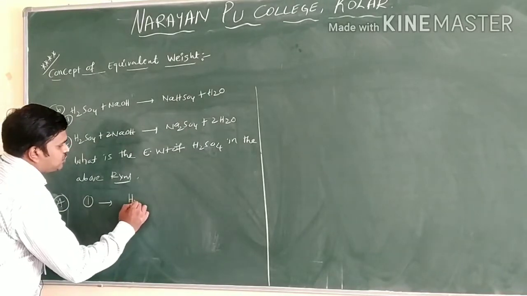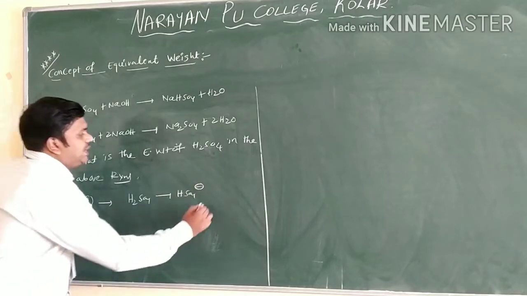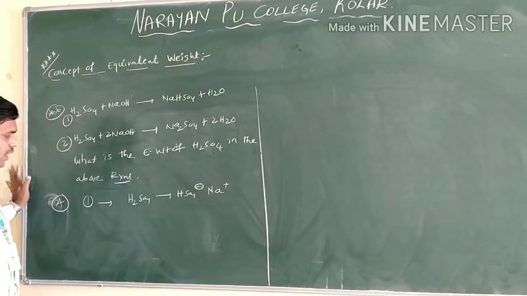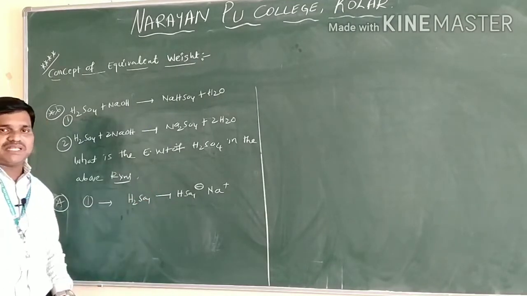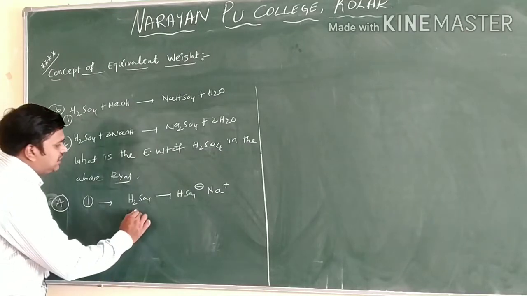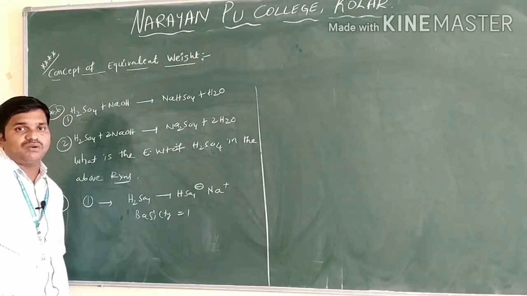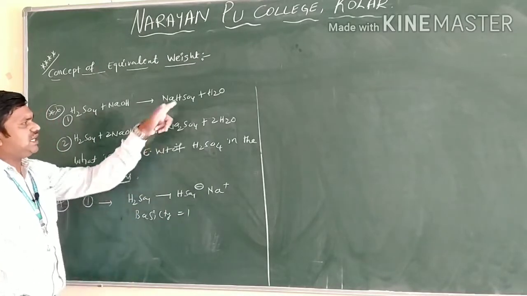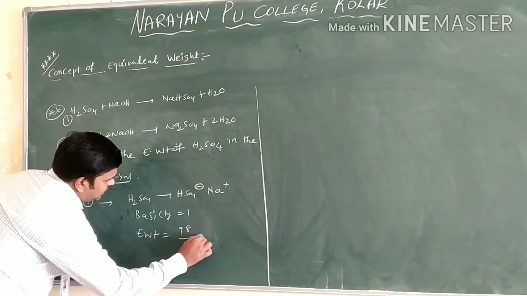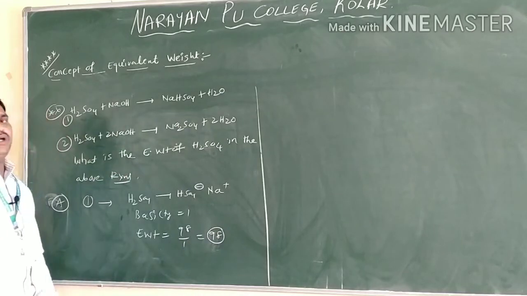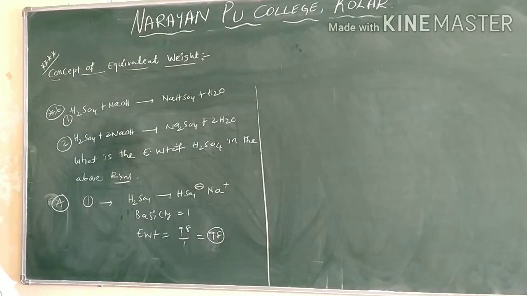Here suppose you are taking H2SO4. It is converted into HSO4 minus, and you will get Na plus only. Generally H2SO4 gives 2 H plus ions, but only 1 H plus ion is consumed in this reaction. So I will write here basicity is equal to 1 only. Why? Only 1 H plus ion is involved in the reaction. Now equivalent weight is equal to 98 by 1, that is equal to 98. How 98? You find out the molecular weight of sulfuric acid, you will get 98 only.